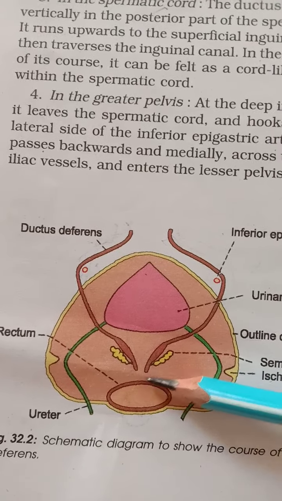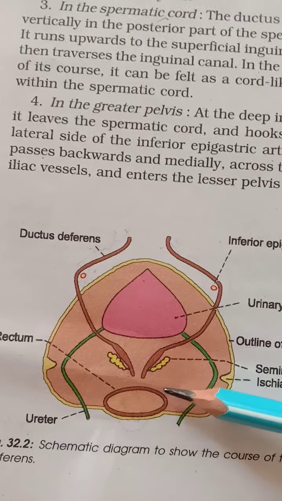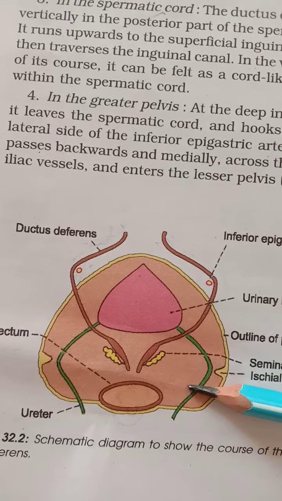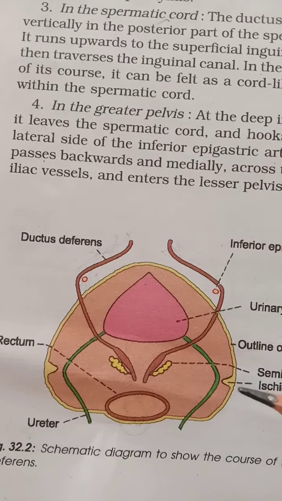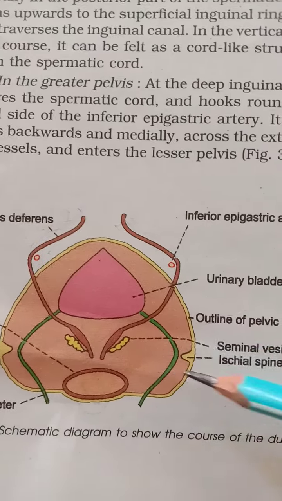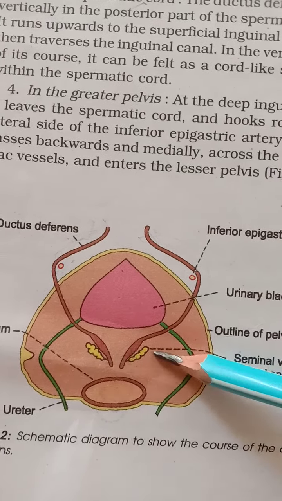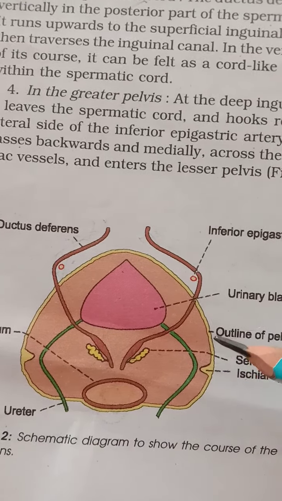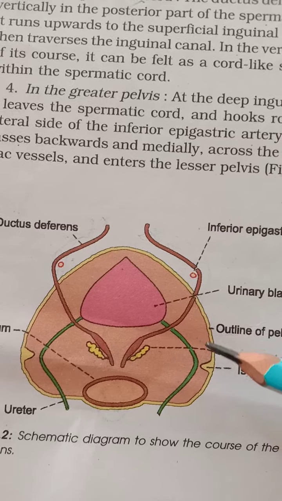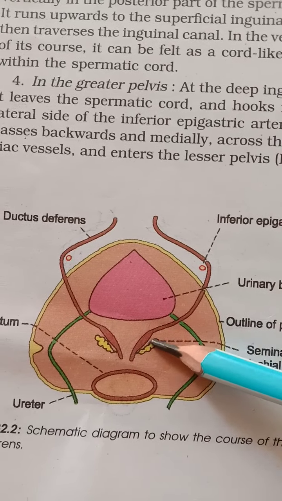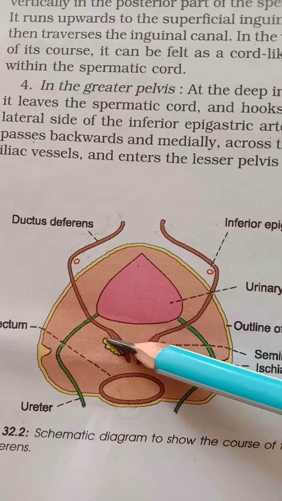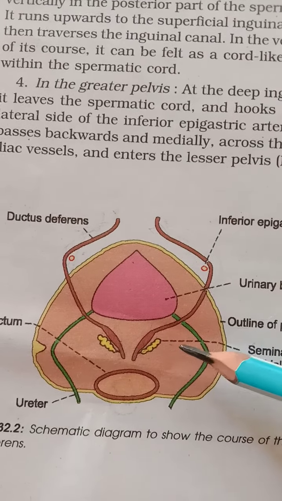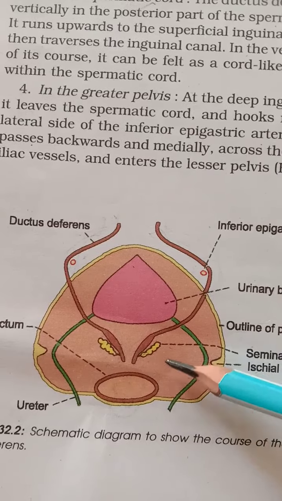So it goes to the base of the urinary bladder in front of the rectal ampulla and on the medial side of the seminal vesicle. So those are the two seminal vesicles, in yellow color. This part of the vas deferens is enlarged and sacculated to form the ampulla. This sac-like structure is called the ampulla, and it helps to store the semen.